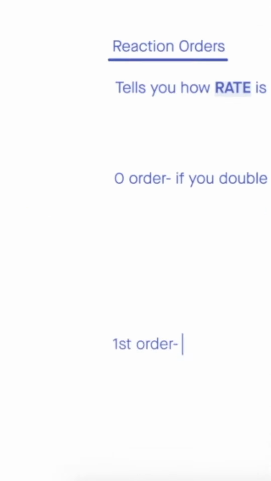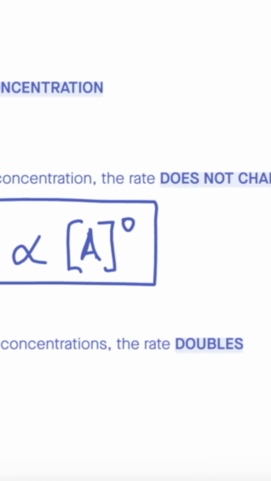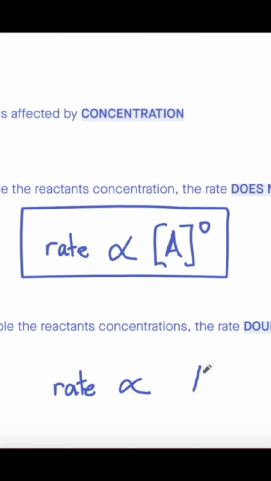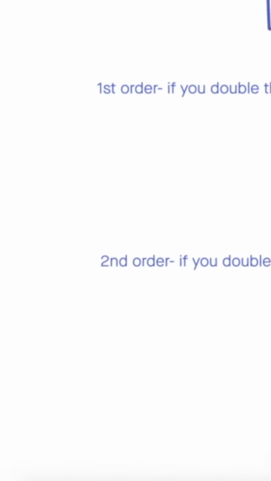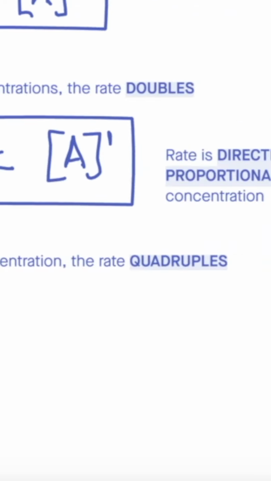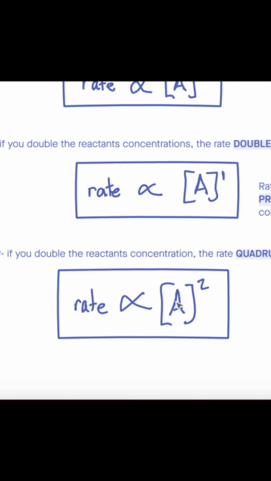For a first order reaction, if you double the concentration of the reactant, then the rate also doubles, which means they're both directly proportional, or we can say rate is proportional to [A] to the power of 1. For a second order reaction, if you double the concentration of the reactant, the rate quadruples. This is because rate is proportional to [A] squared. If you were to triple the concentration of the reactant, then the rate would times by 3 squared, which means it would times by 9.